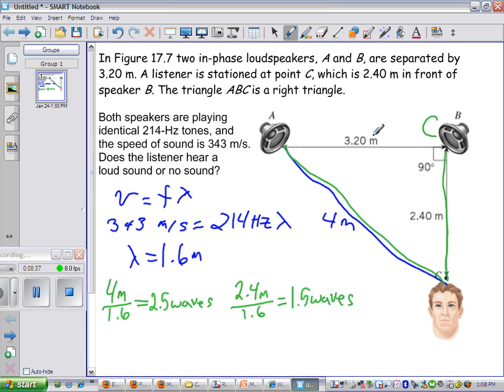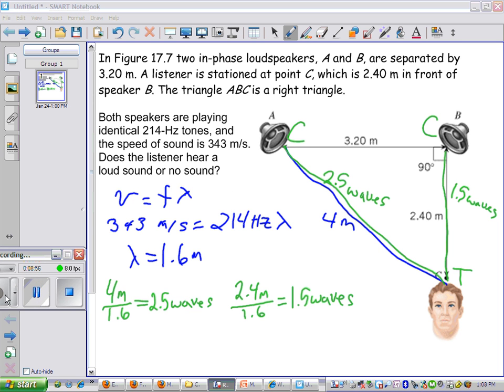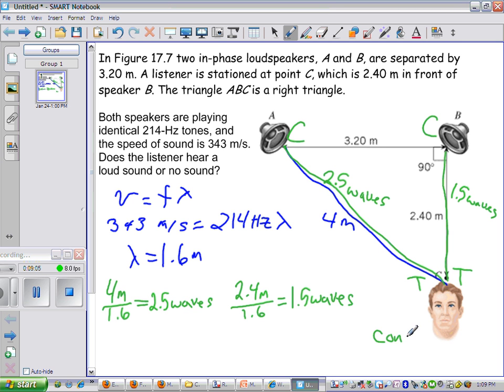Now, they're in phase, so let's say you start with a crest here and a crest here. If you start with a crest here and go 1.5 waves, you end up with a trough down here. And if you start over here with a crest and go 2.5 waves, you also end up with a trough down here. Since you have a trough and a trough, you actually have constructive interference occurring at this point. You have a trough meeting a trough, and so the noise would be louder at that point. This is the way we can solve for whether constructive or destructive interference occurs.